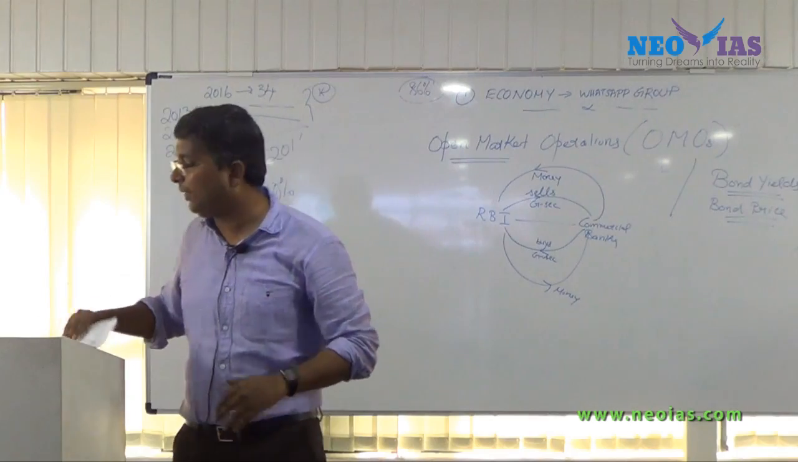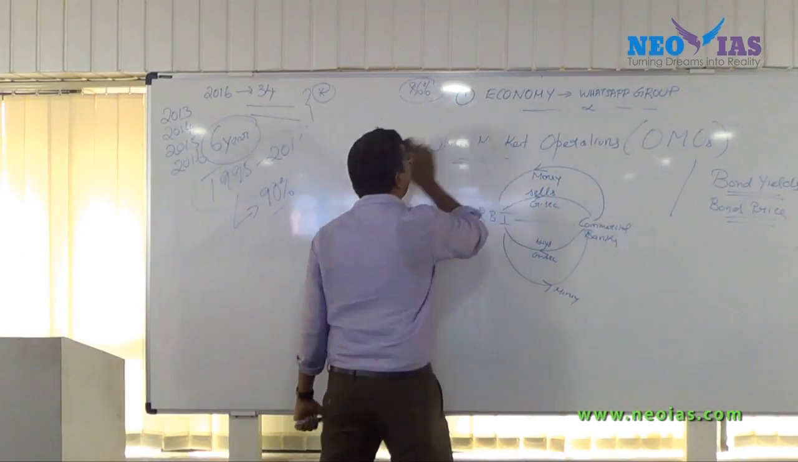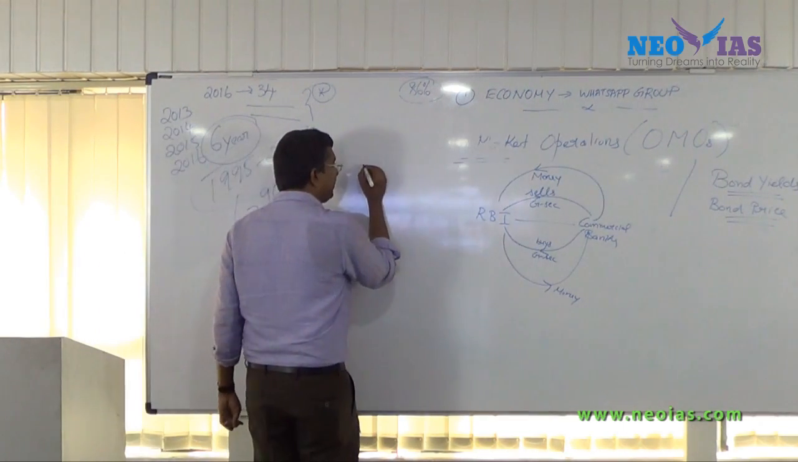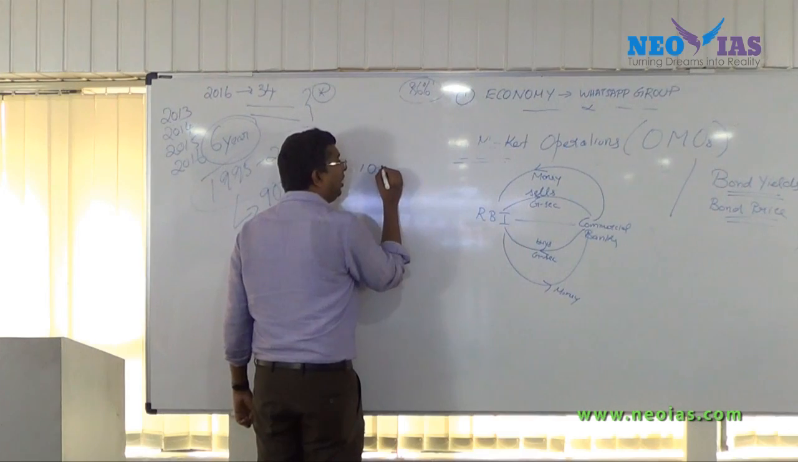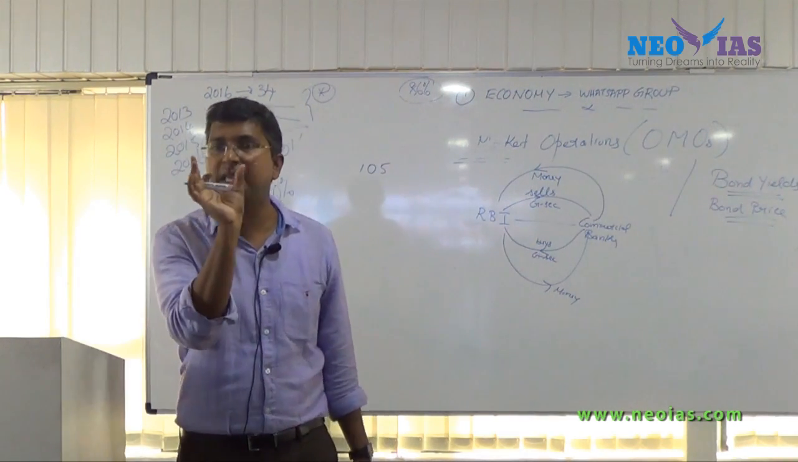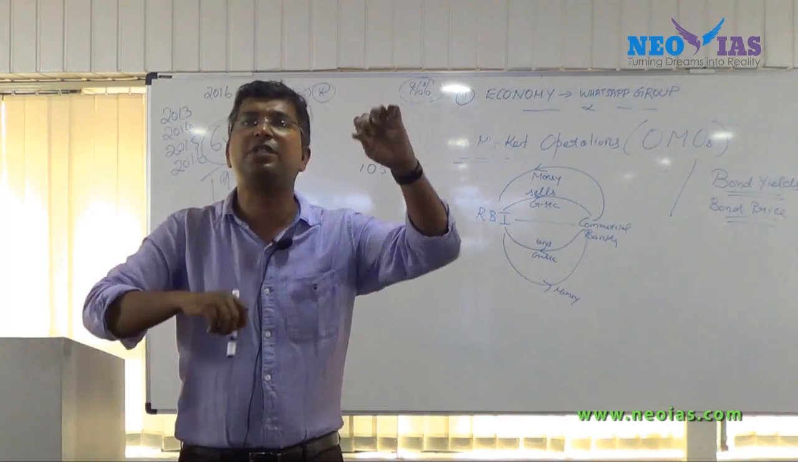Now, what will happen in the secondary market? This is the thing which you might have come across. If yesterday the bond price is mentioned as a base price, like 100. 100 means when it was issued, it was 100.